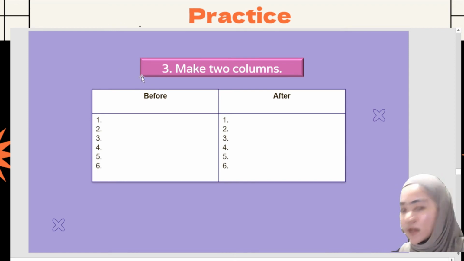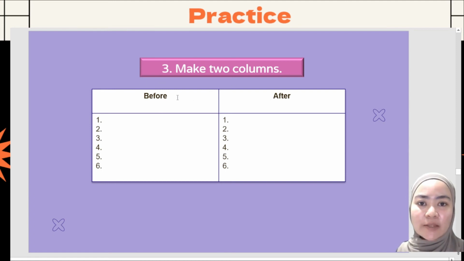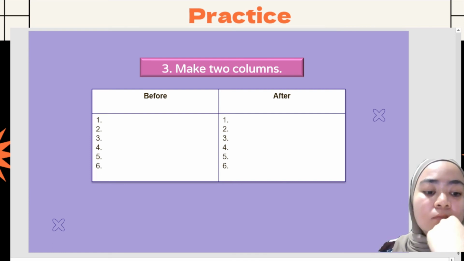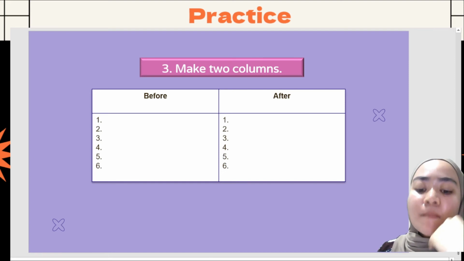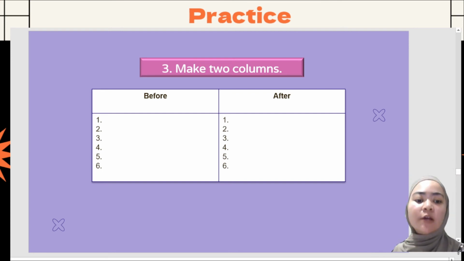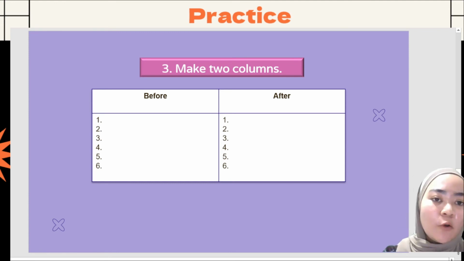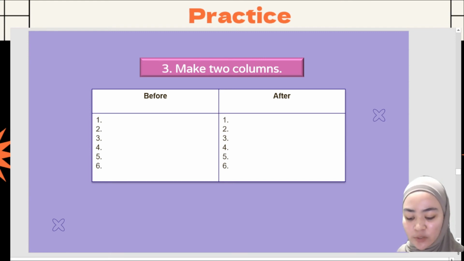The third step, I want you all to get ready with your paper and pencil. Make two columns like this, before and after. I would like you all to make the column now and then show me your column. Please turn on your camera and make two columns, write before and after. Before is the answer. You have to list the answer that you guess, and then after, I'm going to play the audio, and then we will answer the question together.